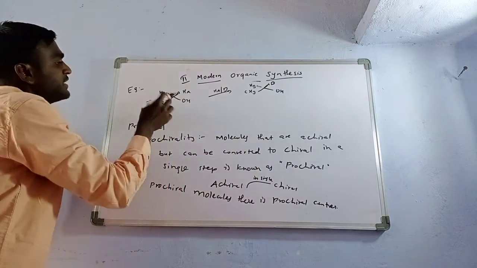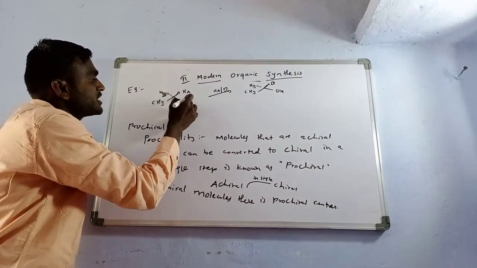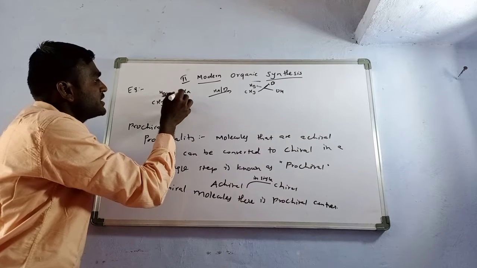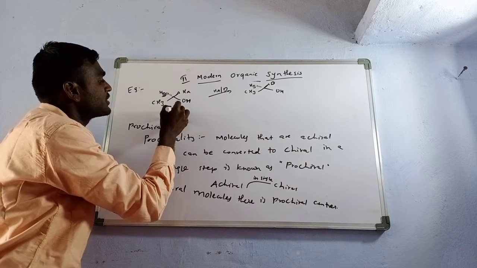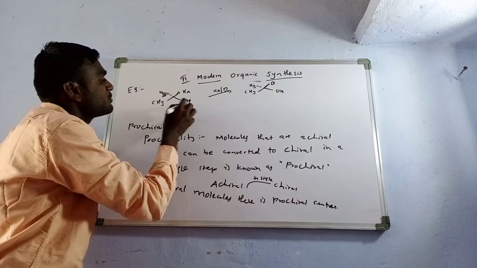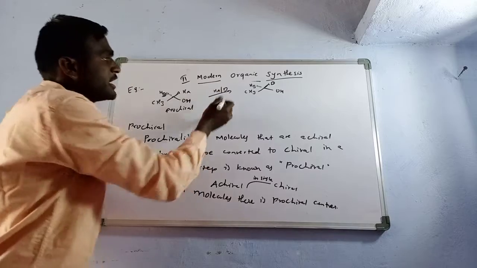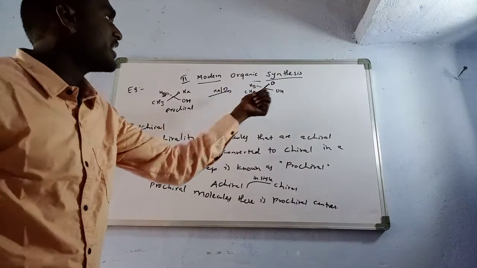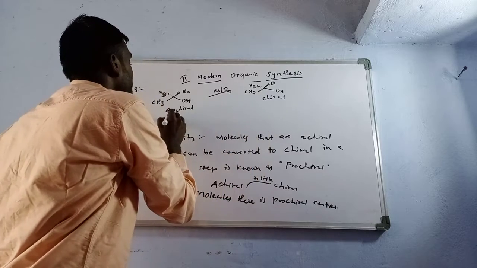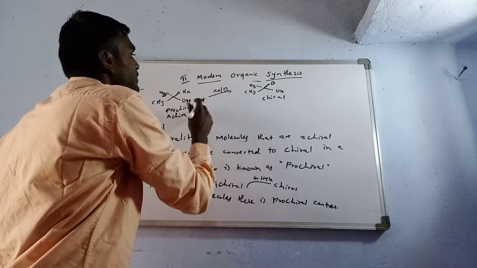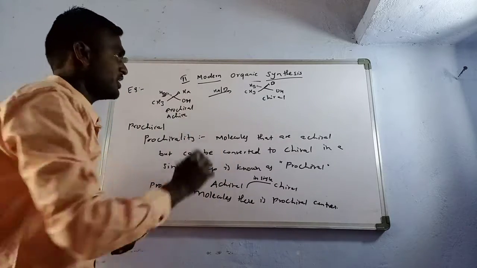So see here, first this is the prochiral molecule. Why? Because the carbon contains three different groups, two of which are similar, so it is a prochiral molecule. Whenever HA is replaced by deuterium, it will become a chiral molecule. So it is achiral to chiral in a single step, which is known as prochirality.